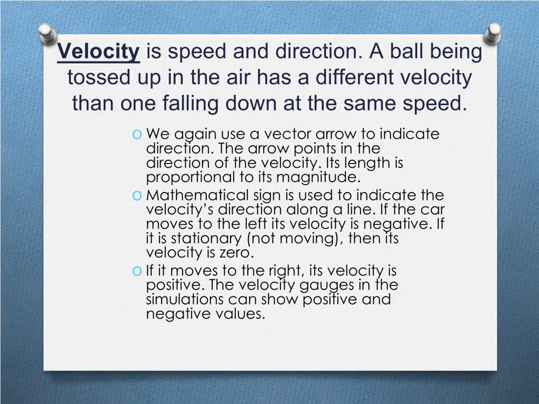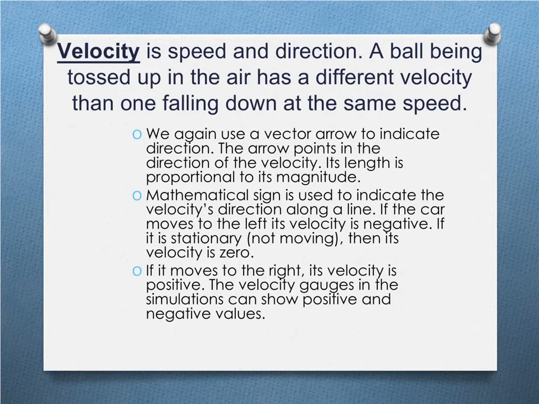Now let's move on to velocity. Velocity is just basically the speed with a direction. A ball being tossed up in the air has a different velocity than one falling down at the same speed, simply because one being tossed is going up while the other one's going down. So one would be positive and the other one would be negative.